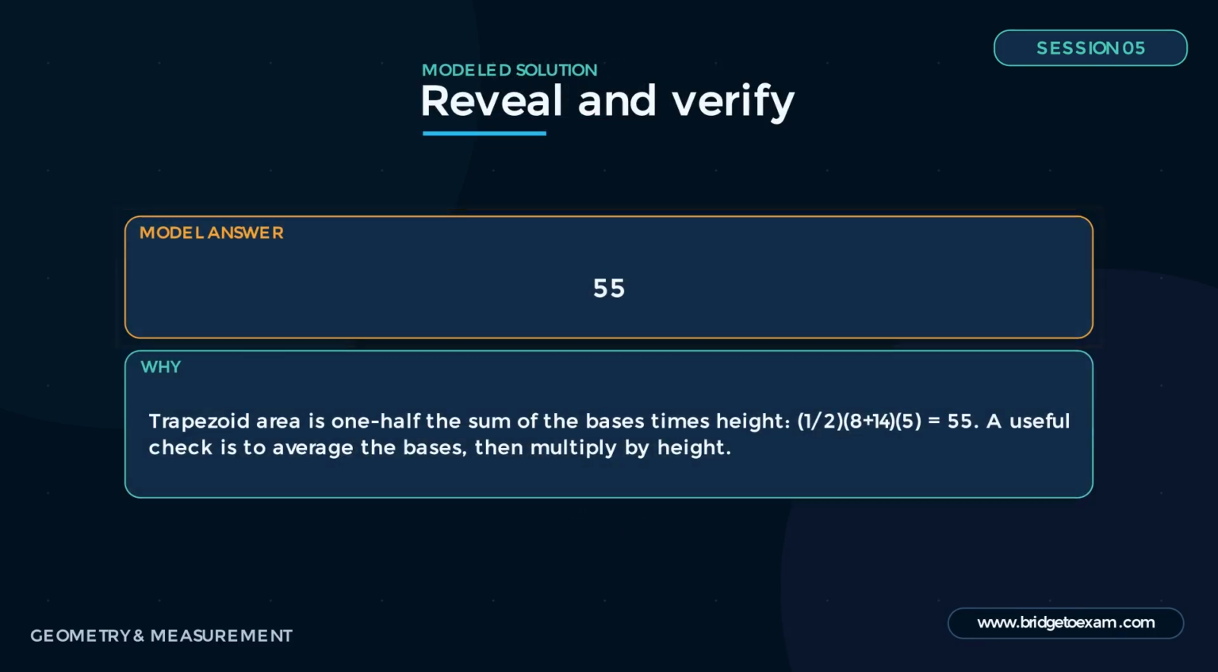The model answer is 55. Trapezoid area is 1/2 the sum of the bases times height. 1 divided by 2, times 8 plus 14, times 5, equals 55. A useful check is to average the bases, then multiply by height. Use this coaching check as well. Use the average base interpretation to remember the trapezoid formula instead of memorizing symbols without meaning.